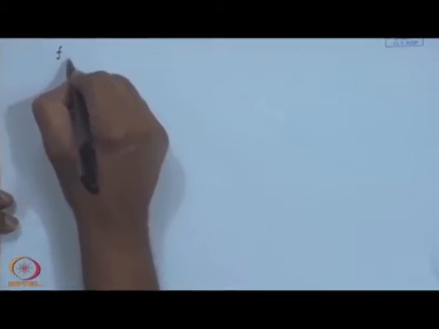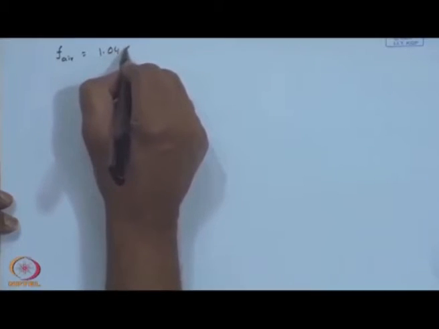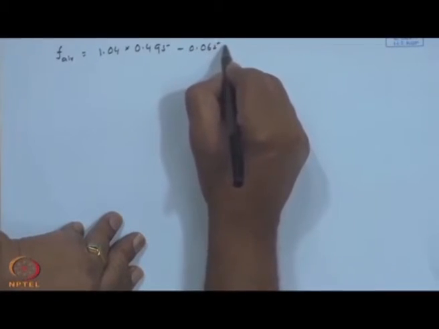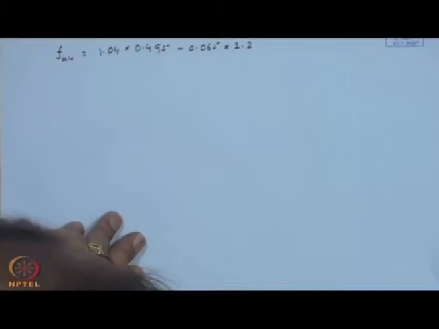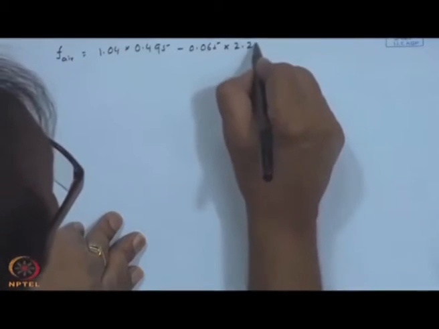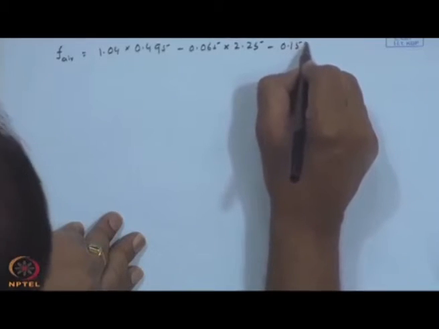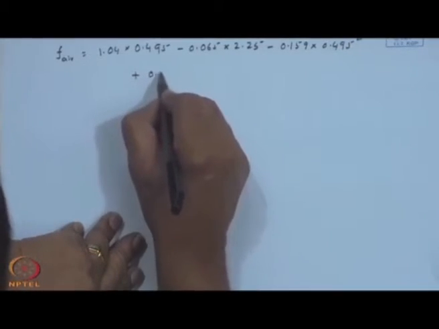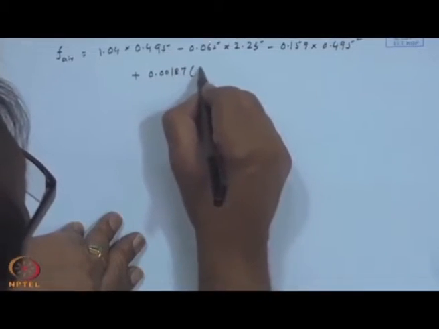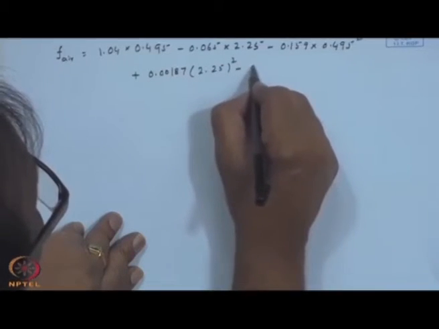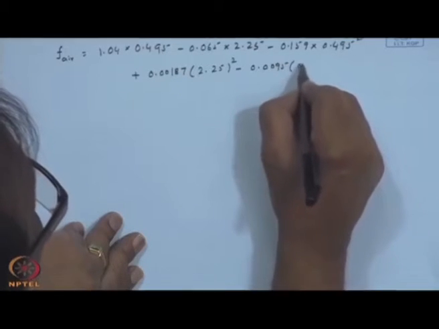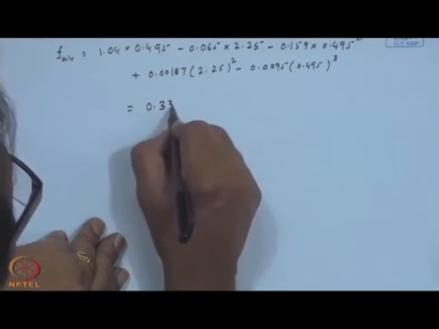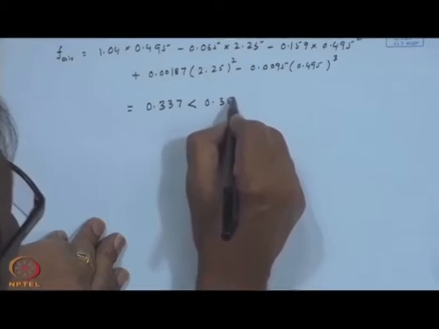So, F is air again: 1.04 into Y, which remains the same, 0.495, minus 0.065 times X, which is 2.25, correct, 2.25, minus 0.159 into 0.495 squared, plus 0.00187 times 2.25 whole squared, minus 0.0095 times 0.495 whole cube. This turns out, surprisingly, to be 0.337, less than your previous value 0.3594.